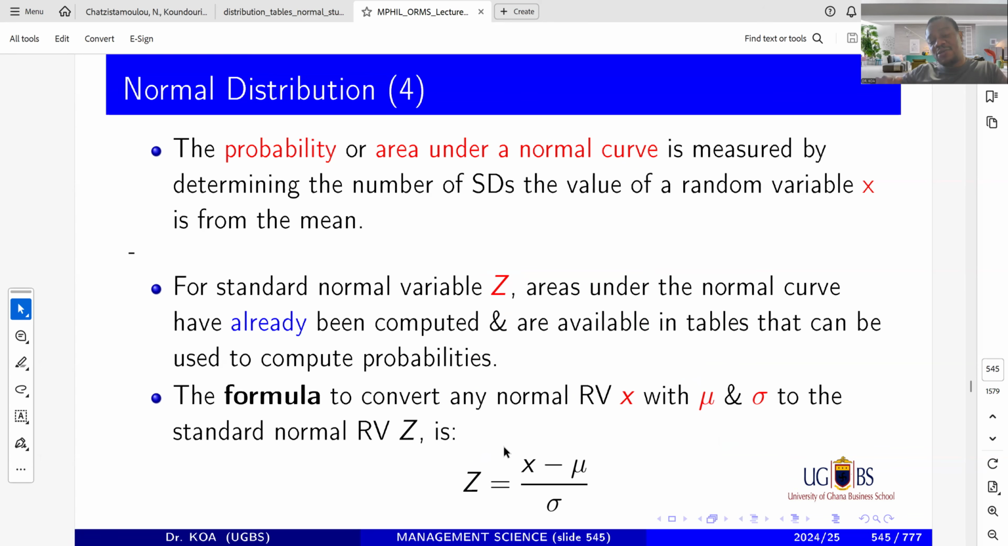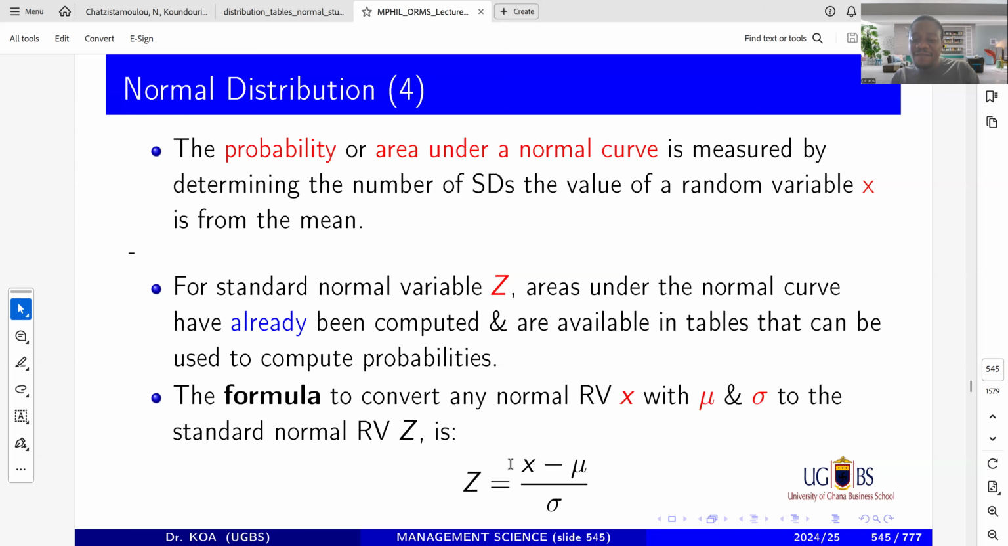Next time I'll teach you research methods. You will use this one in principal component analysis. So be ready, man, be ready.